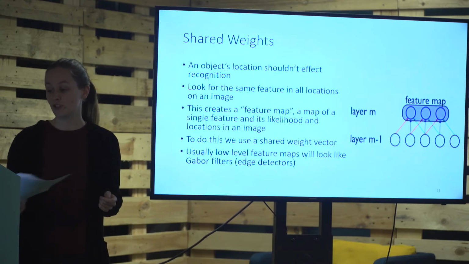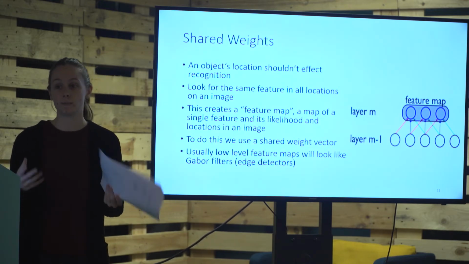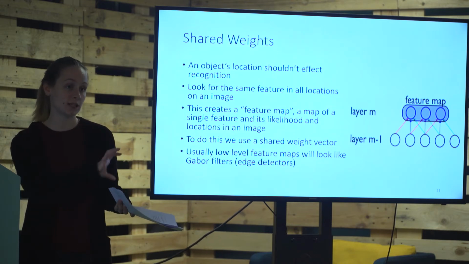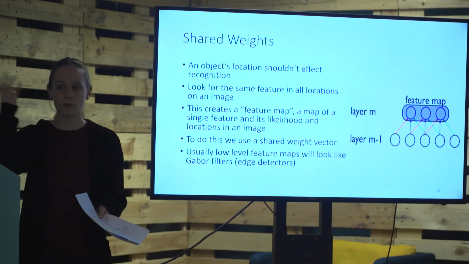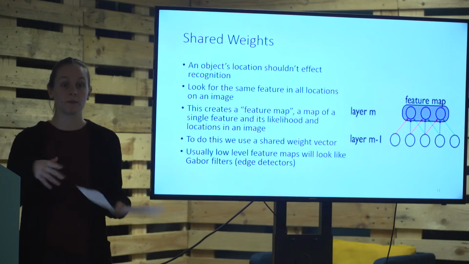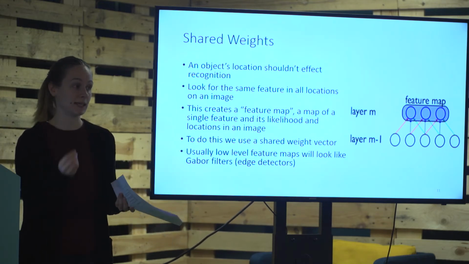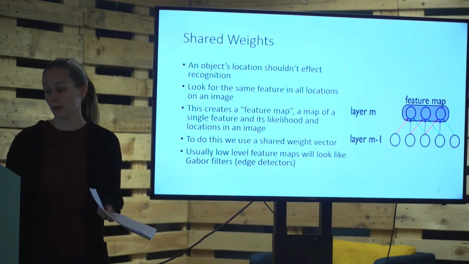The next thing we have is shared weights. So this shared weights is what I talked about earlier, where we look for the same feature across the whole image. So if the dog is in the top right-hand corner and the bottom left-hand corner, there's still a dog in that image. We can still say that class is met.